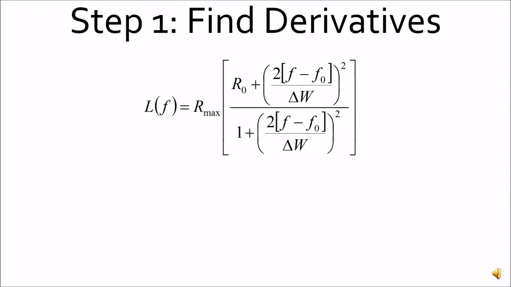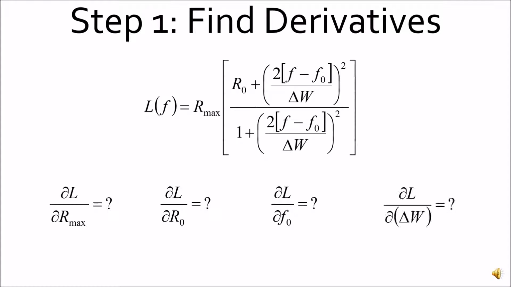Okay, so the first step is to find the derivatives of our model function with respect to each of the variables which we're going to parameterize our experimental data with. So this is our function at the top here, and we have to evaluate each of these derivatives. The Lorentzian function is notated by capital L. We have to find the derivative with respect to each of our 4 variables, Rmax, R0, F0, and delta W.